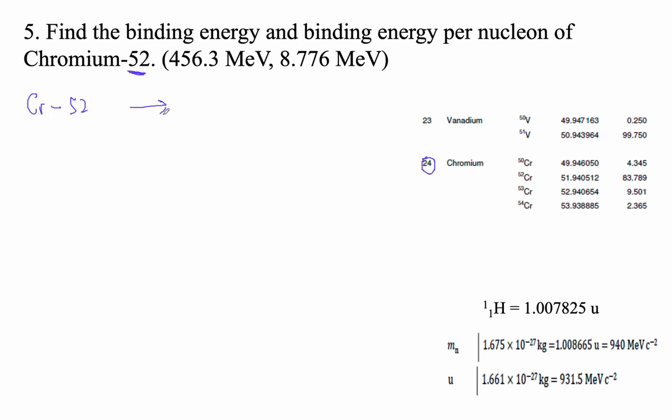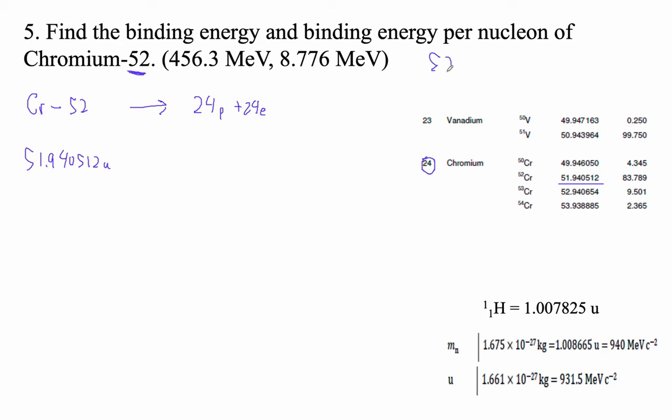So we're going to take chromium-52 and represent that with 24 protons and 24 electrons, right? And then how many neutrons here? Okay, let's see, where is it? 52 is right here. Here's our mass, right? So chromium-52 is a mass of 51.940512 U.